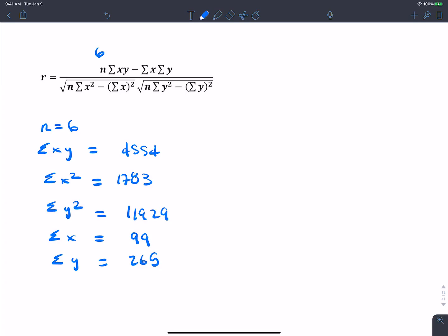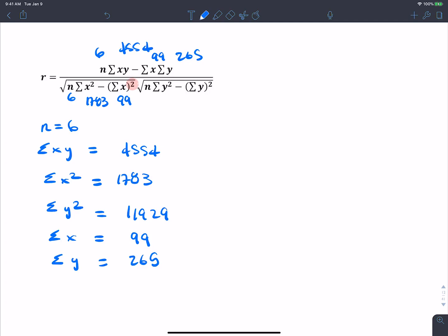Sum xy is 4,554. Then I have a sum x being 99, and then sum y will be 265. Under the radical, we have n is 6, sum x squared 1783, and sum x to the second power, that's 99. Don't forget, we're going to have to raise this to the second power under this radical, so I'm going to notate that.